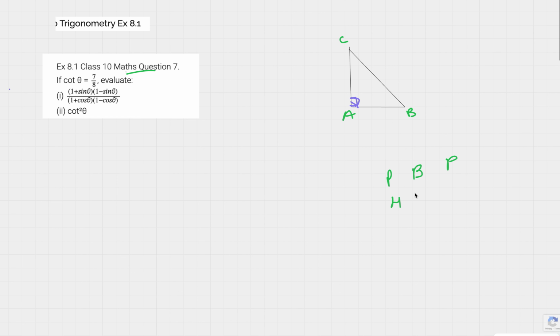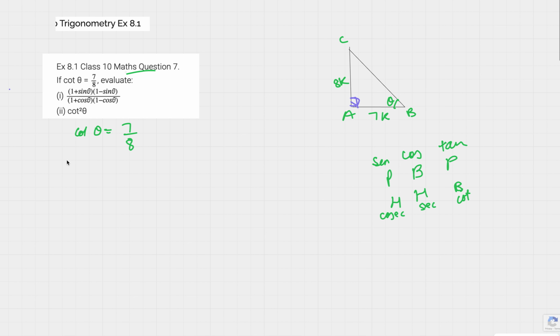And this is our formula: sine, cos, tan, cot, sec, and cosec. Now we have cot theta equals 7 by 8. Cot is basically B by P. If this is theta, B by P. B is this, so this is 7K and P is 8K.